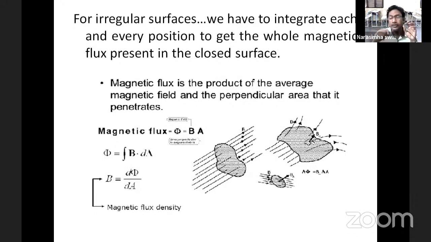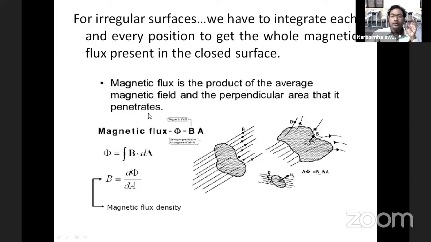So for an irregular surface, we need to assume small surface areas on the total surface and integrate them. Individually, we identify the amount of flux coming out from each small area and add them. Then we get the total flux coming out through the irregular surface. So we need to integrate now. That is why magnetic flux is the product of the average magnetic field and the perpendicular area that it penetrates.